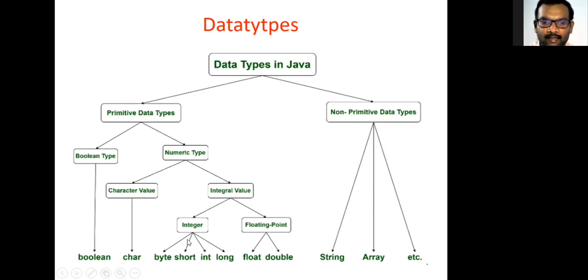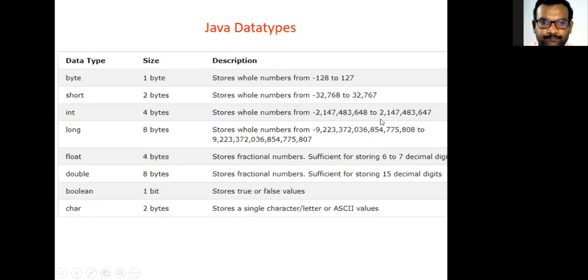Under the integer category, there are four data types: byte, short, int, and long. All these types are used to work with integers. Whereas to store decimal numbers, we have two data types: one is float, the other one is double. And for non-primitive data types, string, in Java language, is implemented in the form of a class. And arrays also come under the non-primitive data types.